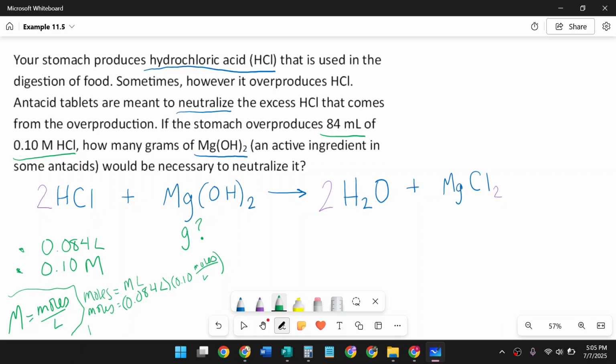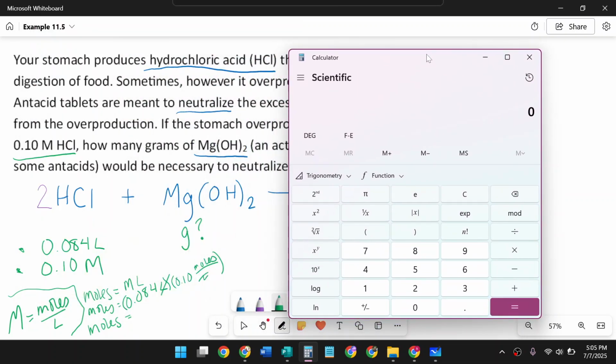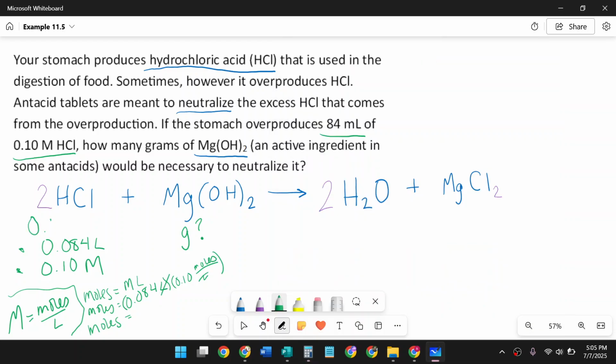I'm probably going to have to erase my work because it's going to get in the way of the other thing in a minute. My liters cancel, leaving me with moles, and I can work that out. So 0.084 times 0.1, and it's actually 0.10, so I get two significant digits. So 0.0084, and that's how many moles of this I have.